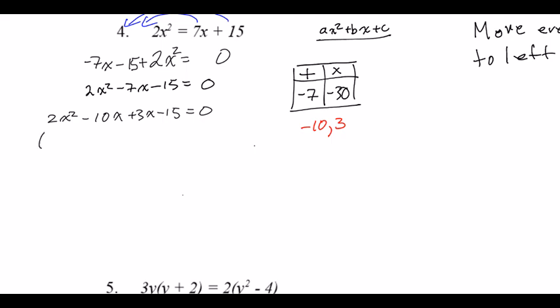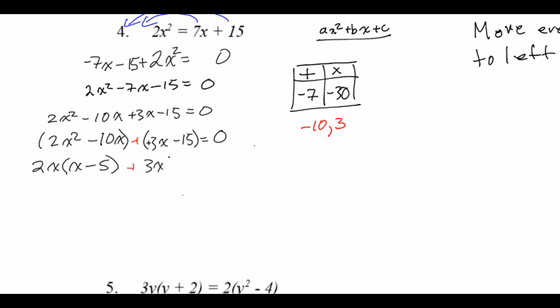Putting our stuff in brackets, we're going to get 2x squared minus 10x plus 3x minus 15, and we must put equals 0 to the left of all of that. Now we'll do our common factoring for each pair of numbers. So the first one becomes 2x, and we end up with x minus 5. And the second bracket is going to be 3x, pulled out, ends up being x minus 5 again, equals 0.